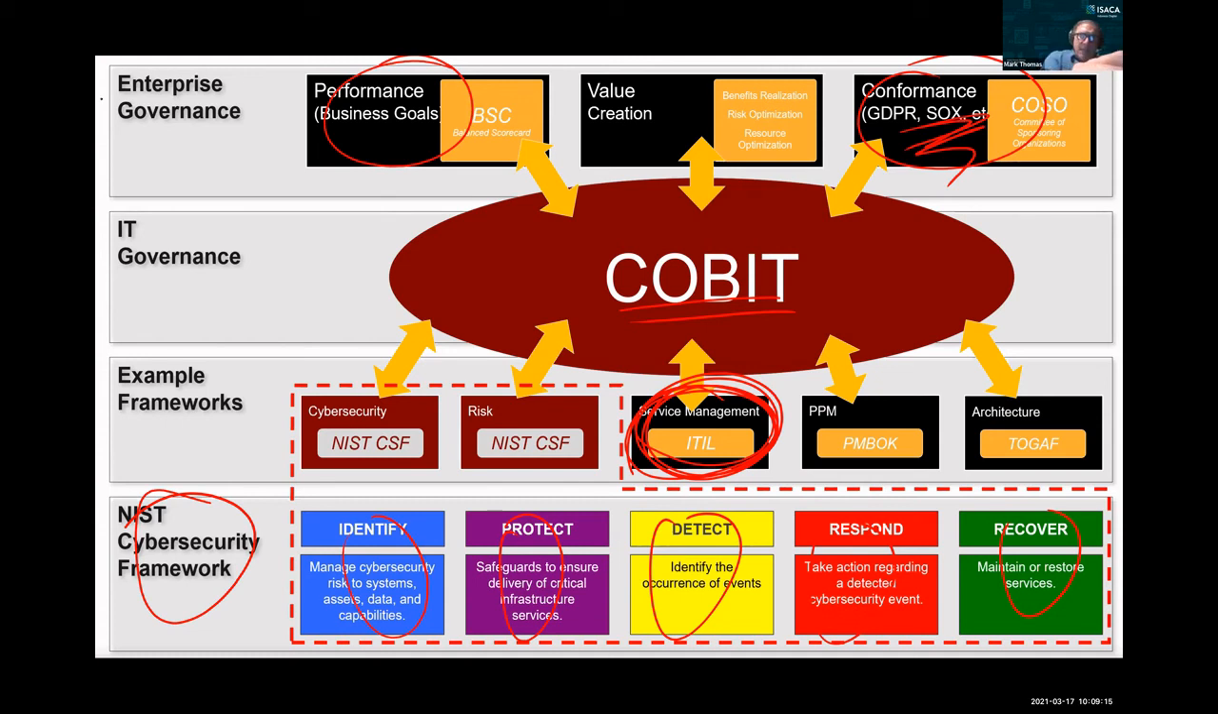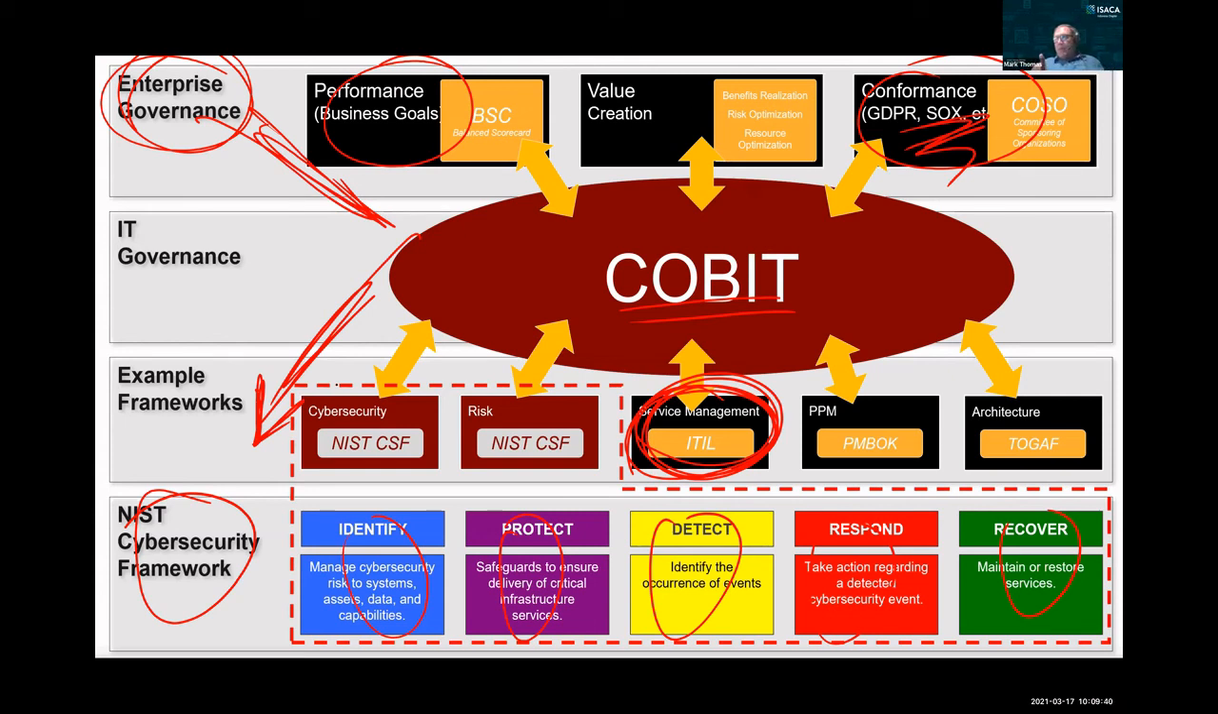COBIT takes this, translates it to these, okay? That is an important thing. So remember when we looked at one of the processes, and remember at the end of every process, it said, here are some relevant frameworks, standards, and bodies of knowledge that COBIT says you should go to. That is where it's most important.